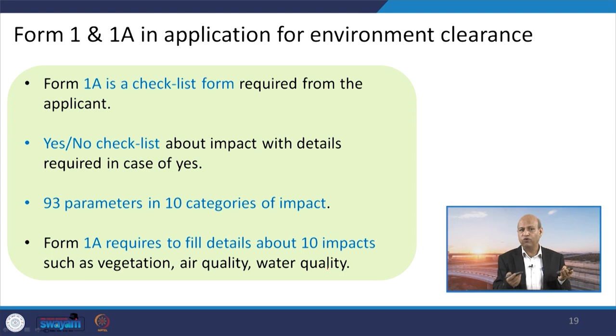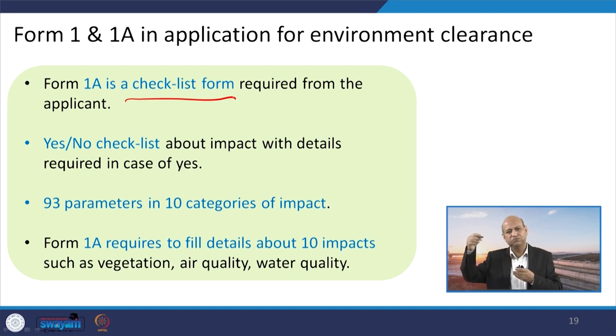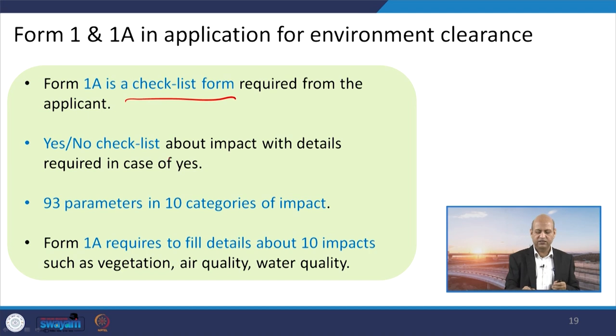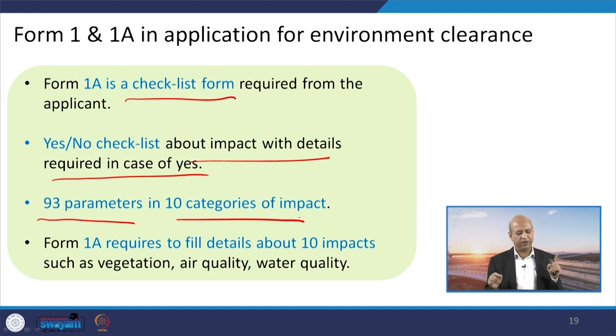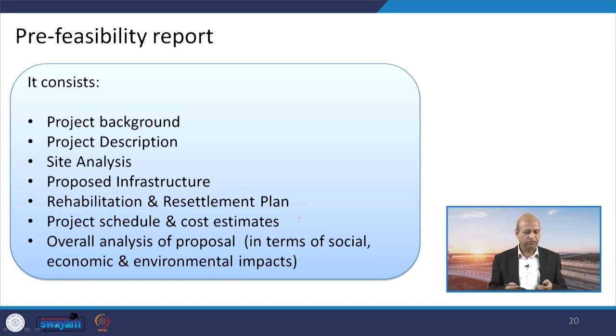So, we were talking about Form 1 and 1A, what is this application? This is a kind of checklist that gives different parameters. So, tick, yes, no, those kinds of things, a checklist is there in terms of the impact details, like yes or no. The 93 parameters in 10 categories of the impact which we discussed earlier. So, those are in that checklist. Okay. Form 1A requires filling in details about 10 impacts such as vegetation or air quality or water quality or solid waste related things. Those issues are listed there and they become part of Form 1A.